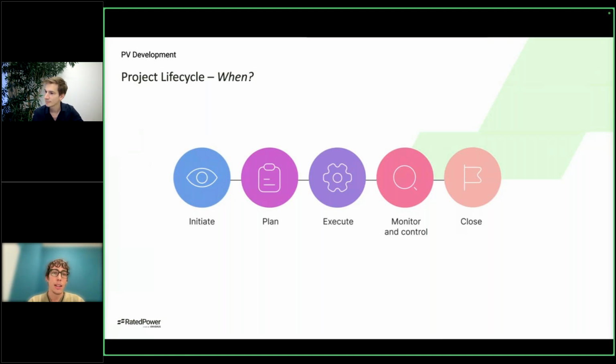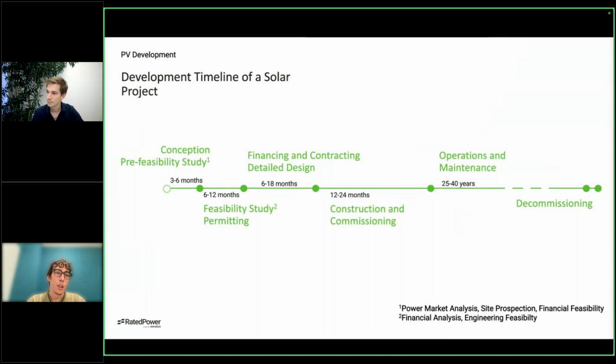And if we take a closer look at this timeline, we can maybe distinguish something like this, right? We have a conception and pre-feasibility study that can cover from 3 to 6 months, feasibility study and permitting up to a year, right? Then we would be entering a stage of financing, contracting, detailed design, again, construction, commissioning, operation and maintenance, and decommissioning.